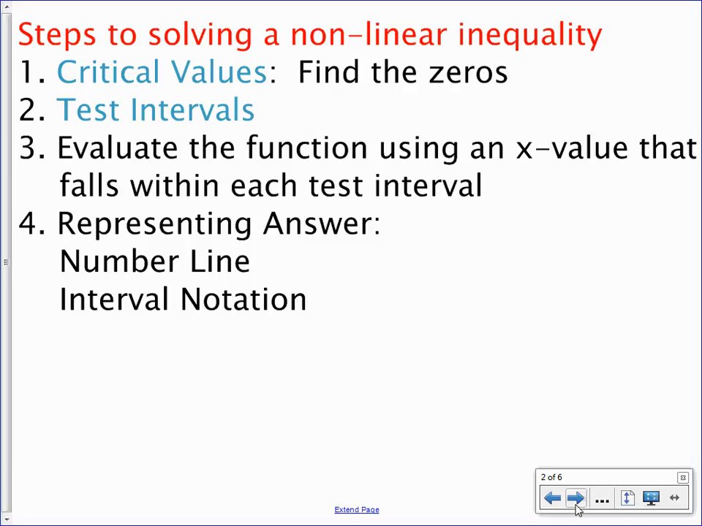Then what we are going to do is test our intervals, okay? So we're going to break our x-axis up by our zeros, and then we're going to have to figure out, is our polynomial positive or negative in between our zeros, right? And so we're going to test values in between zeros to figure out if we're positive or negative. And there's going to be two different ways we represent our answer. I'm going to either ask for a number line and or interval notation.